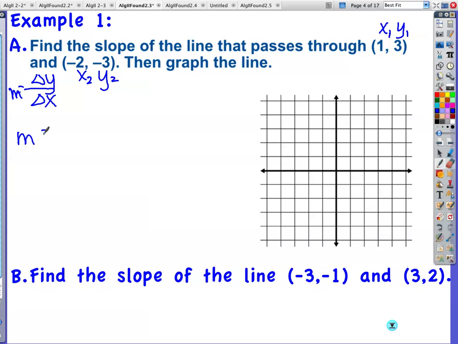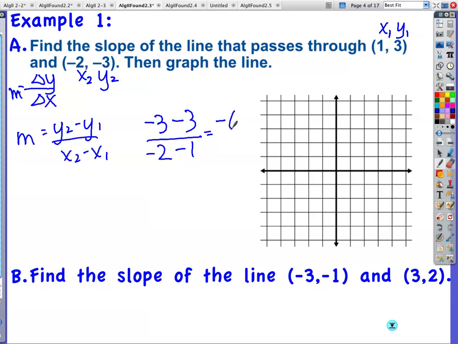So if you like, you can still do y2 minus y1 over x2 minus x1. y2 is -3, minus y sub 1, which is 3, over x sub 2, which is -2, minus x sub 1, which is 1. So we have to be very careful with our negatives here, make sure we're doing the right math. All kinds of mistakes come out of this. -3 minus 3 is -6, -2 minus 1 is -3, -6 divided by -3 is just good old 2. So our slope, in this case, is equal to 2.